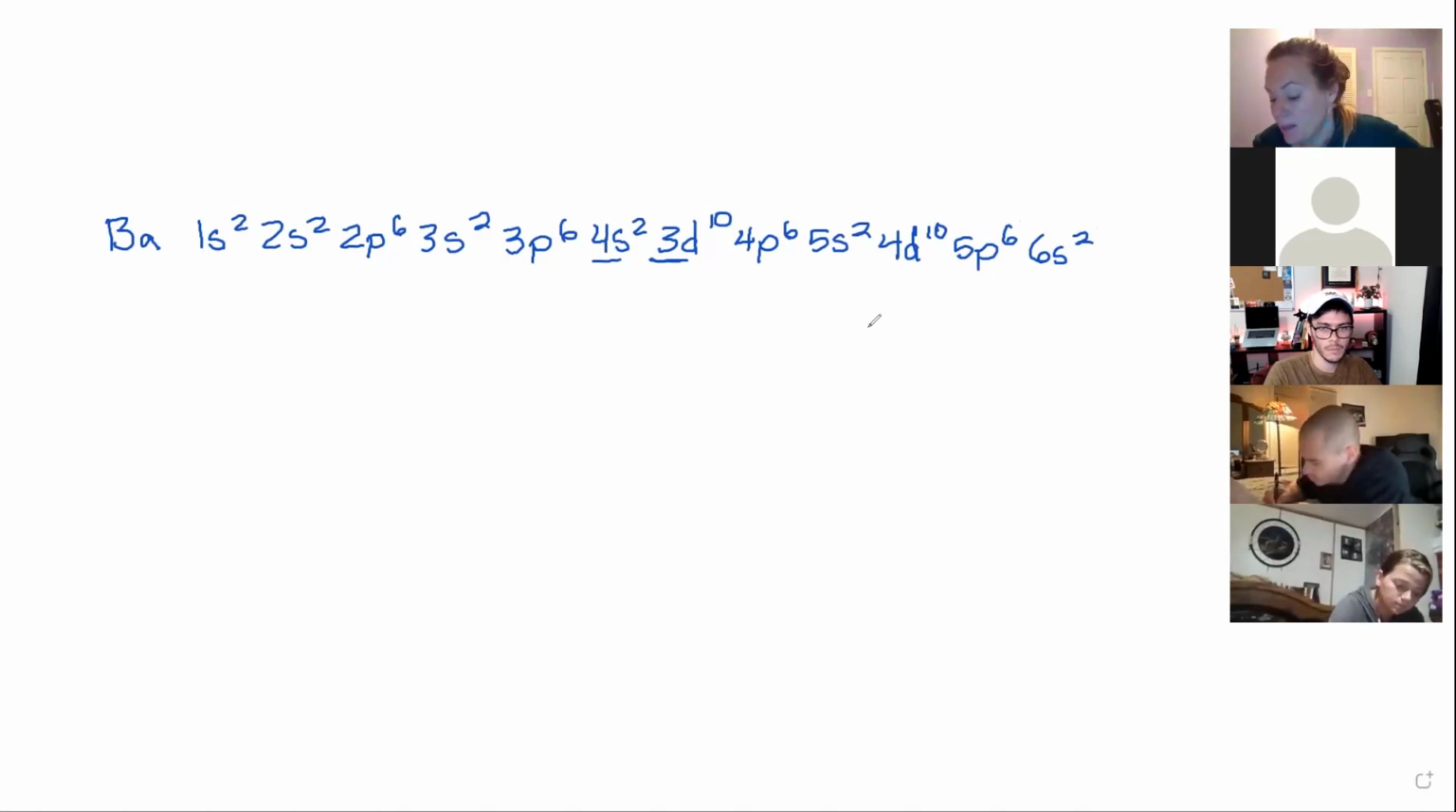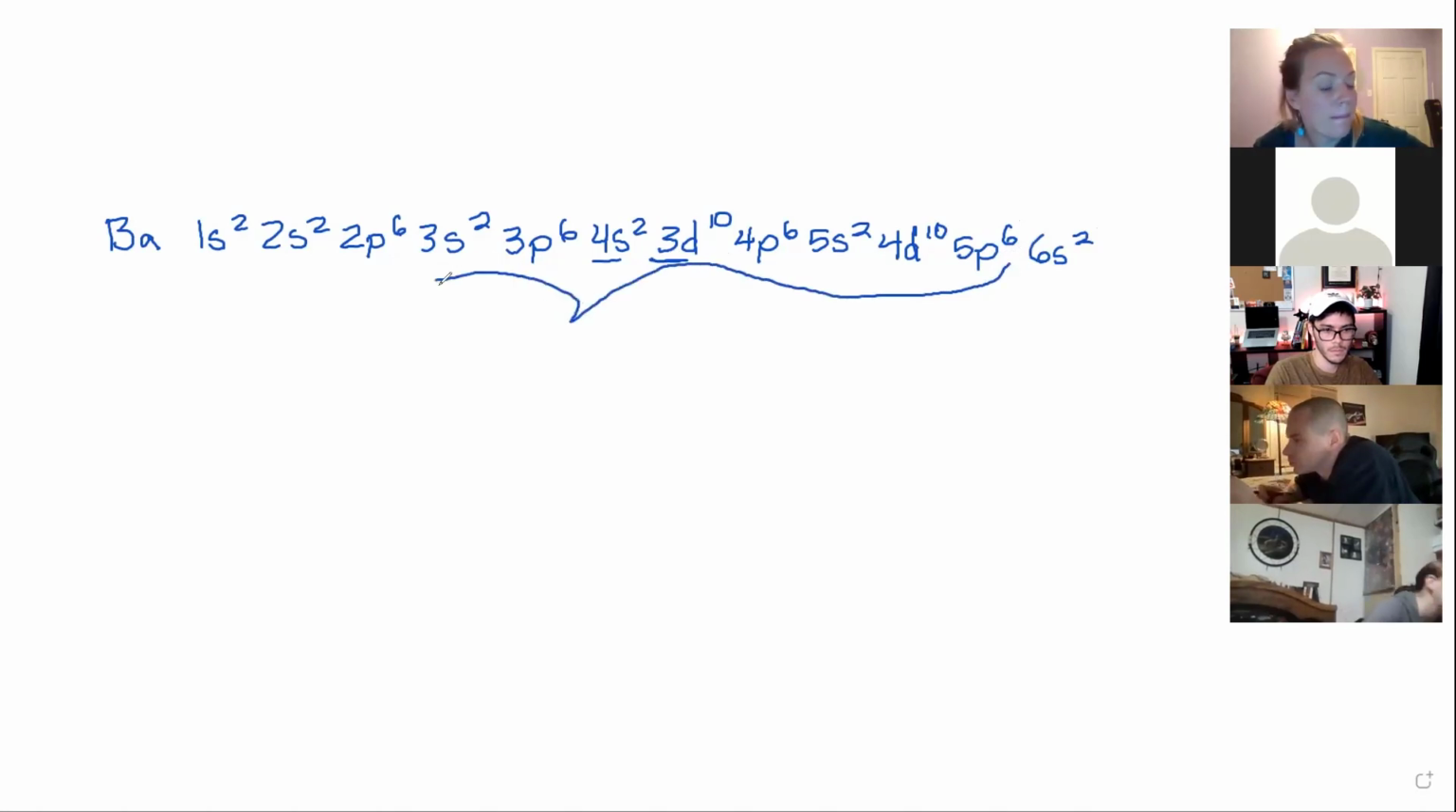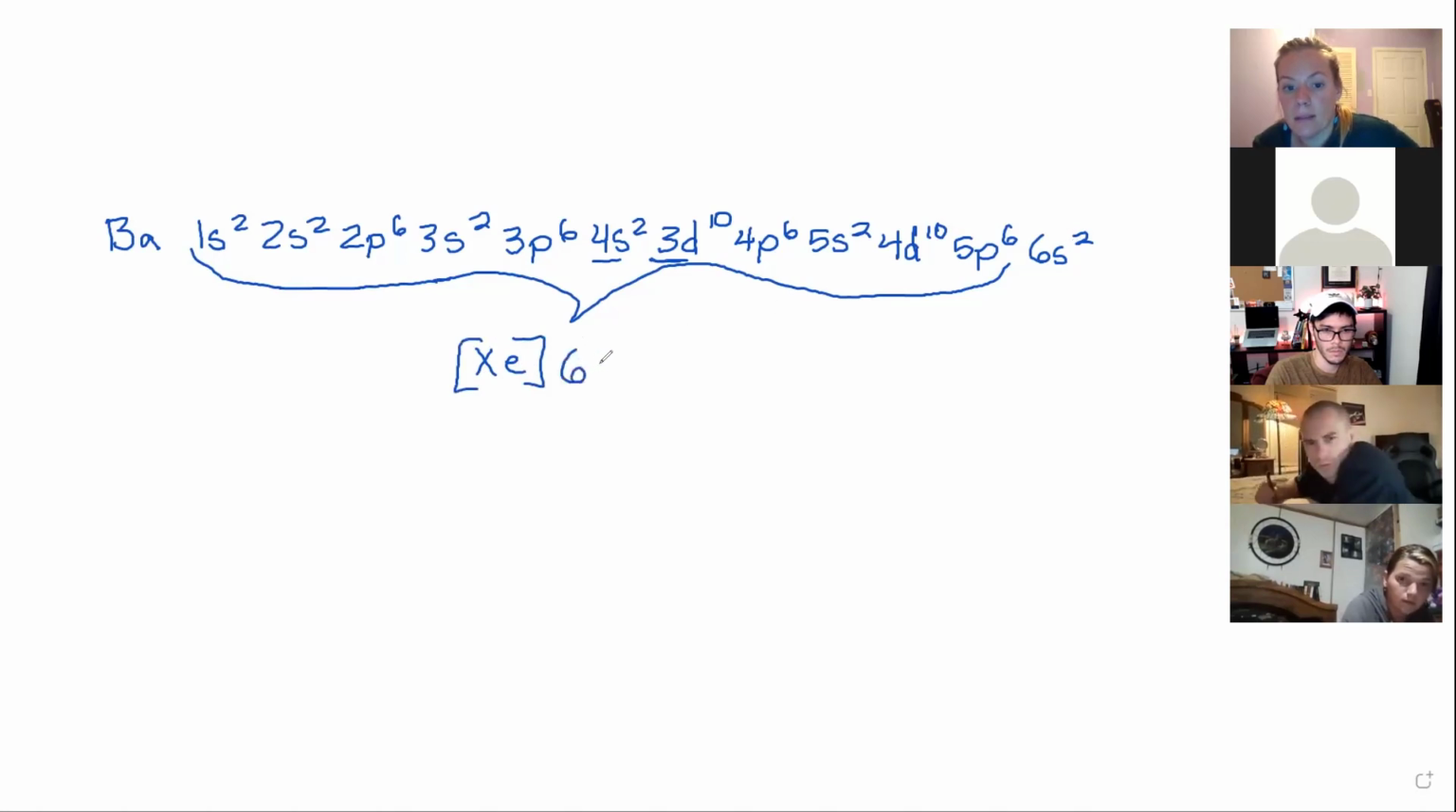Yeah, that's a pain to write. So what is the noble gas that comes before barium? Well, the noble gas before barium is, is it xenon? Xenon, yeah. So this whole thing right here could technically be substituted with Xe. And then I have to add the last little bits, 6s2. So anything that isn't included in the noble gas configuration gets tacked on the end.